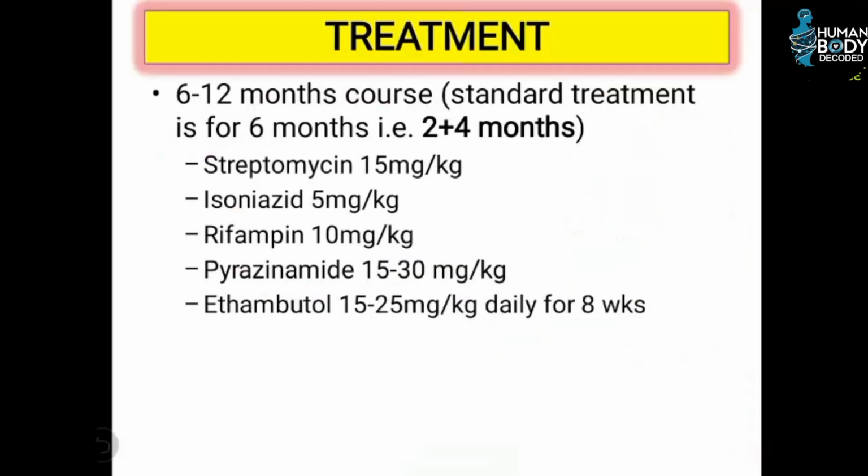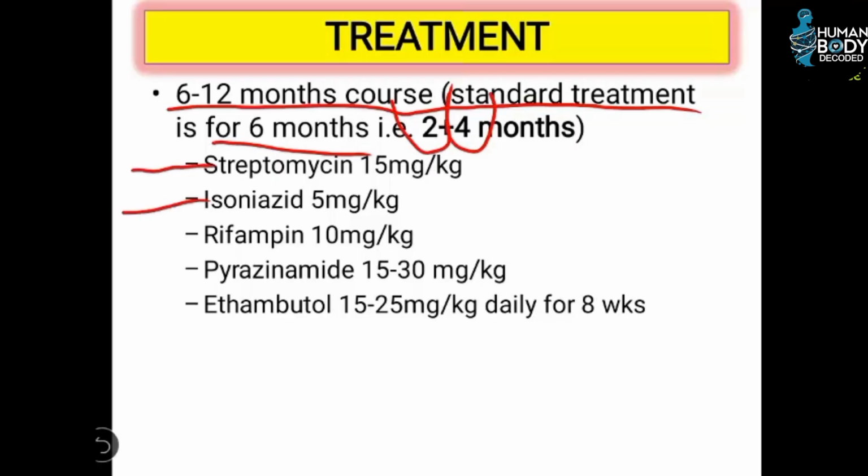Treatment of TB. TB treatment typically lasts between 6 to 12 months, but the standard duration is 6 months. 1. First 2 months, patients are given Myrin tablets, which contain streptomycin, isoniazid, rifampicin, pyrazinamide, ethambutol. Next 4 months, patients take Myrin 4 tablets, continuing the treatment.